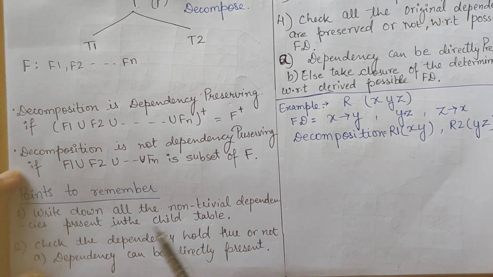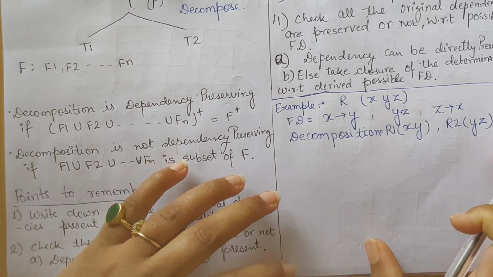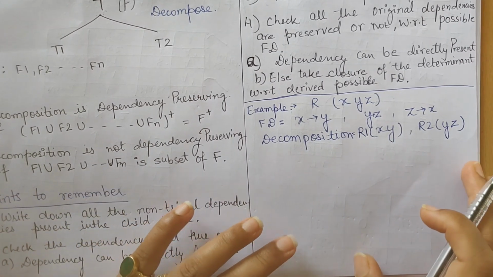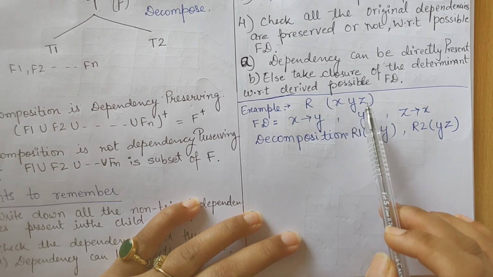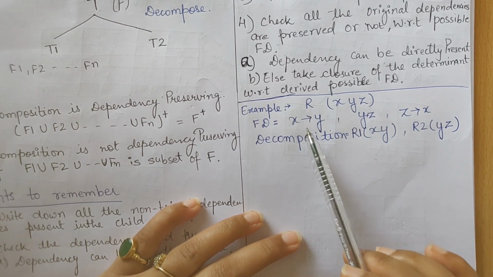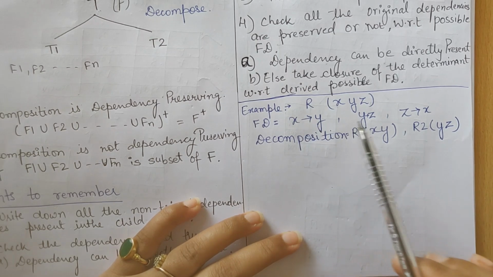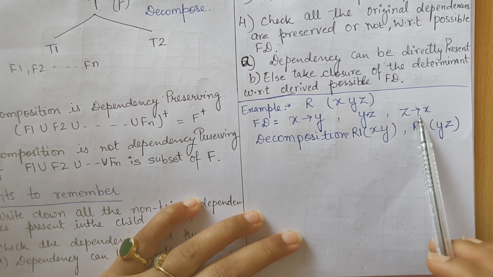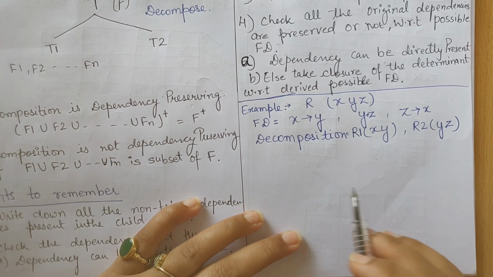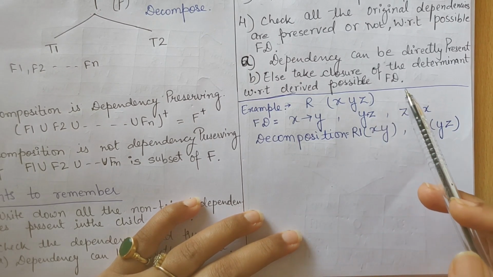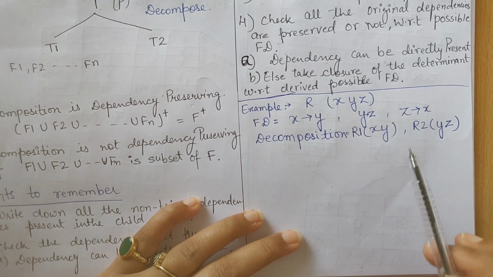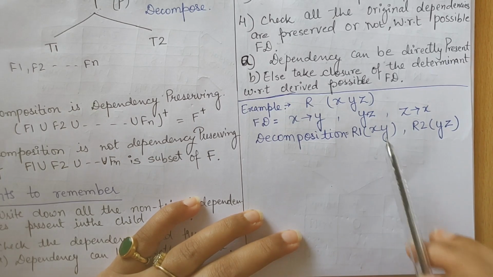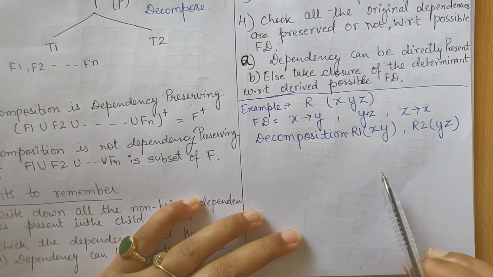Now, the first step is to write down all the non-trivial dependencies present in the child table. Let's see the example, and one by one we will refer to the points. For example, I have a relation R with attributes X, Y, Z. The functional dependencies are: X determines Y, Y determines Z, and Z determines X. These are the functional dependencies. When we decomposed it to bring it to normal form, it got decomposed into two relations, R1 and R2, where R1 has attributes X and Y and R2 has attributes Y and Z.